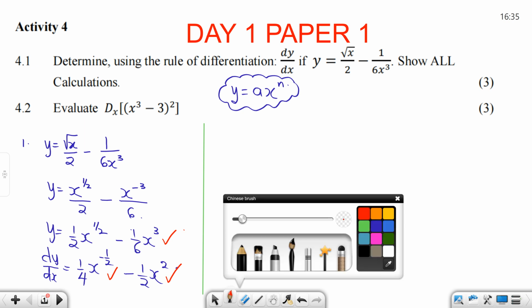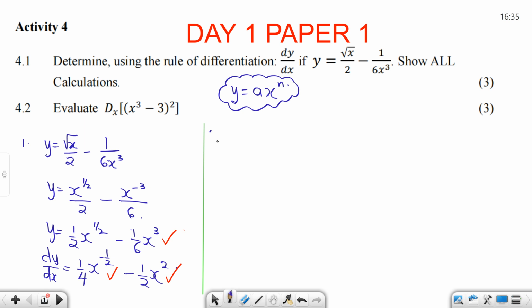Evaluate this one. Number 2. What are we looking for? Differentiate with respect to x: x cubed minus 3, all squared. Remember here, don't write an equal sign. We expand this, right? But do I need to do this? No. We can just expand once, right?